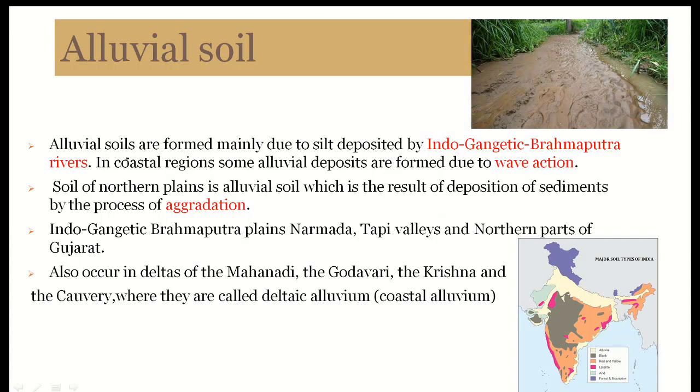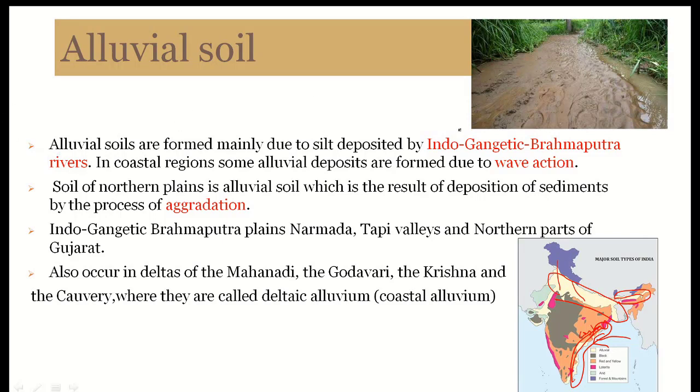What is this alluvial soil? Alluvial soils are formed mainly due to the silt deposited by the Indus, Gangetic and Brahmaputra rivers. In coastal regions, some alluvial deposits are formed due to wave action. You can see here the deposit of alluvial soil in parts of the northern plains, northeastern states and the eastern coast. Here there is the flow of the Indus river, Ganga river, and here the Brahmaputra river, and in coastal regions there is wave action which brings sand to the coastal places. This is how alluvial soils are formed.